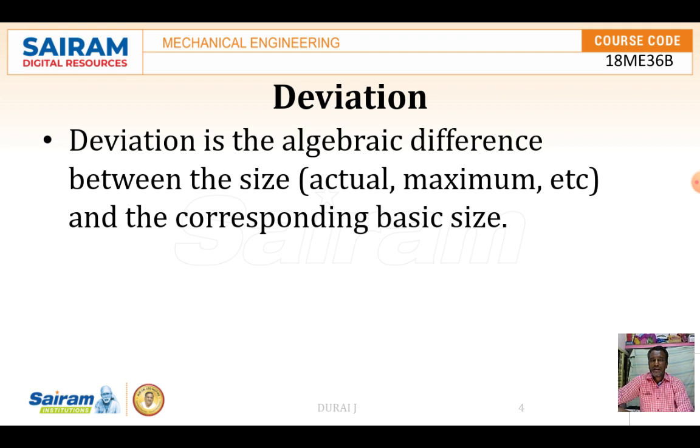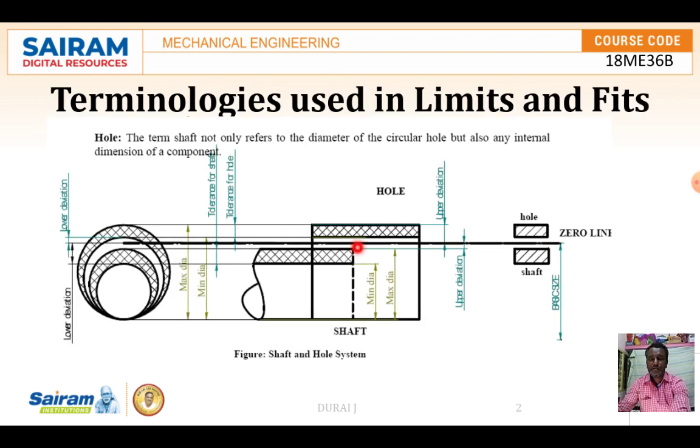Then comes the next thing, deviation. Deviation is the algebraic difference between a size and the corresponding basic size. If you see in this diagram, this is the basic size, and the size deviating from this one is called the deviation. The maximum one is the upper deviation, and the minimum one is the lower deviation. For the shaft, it may vary.